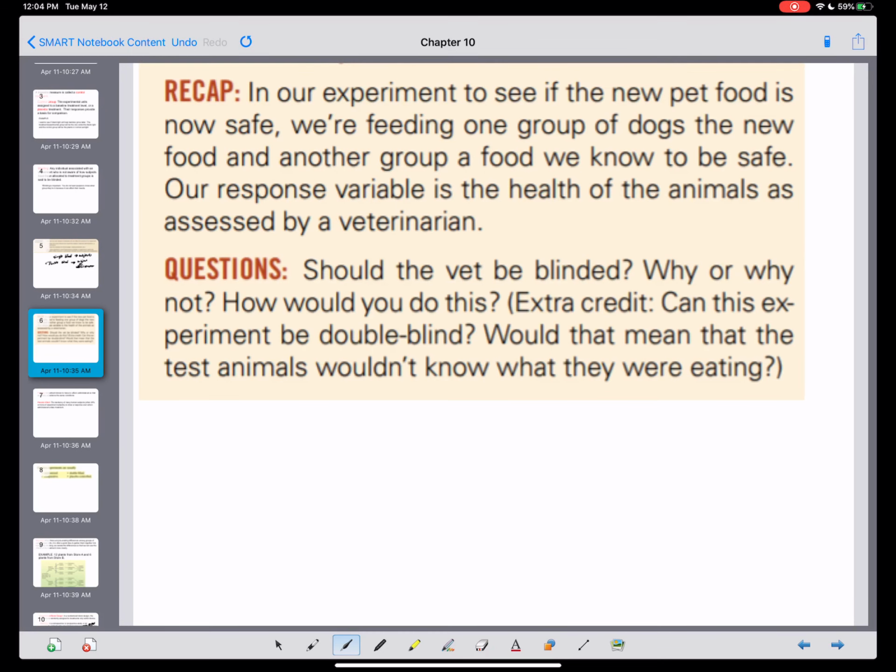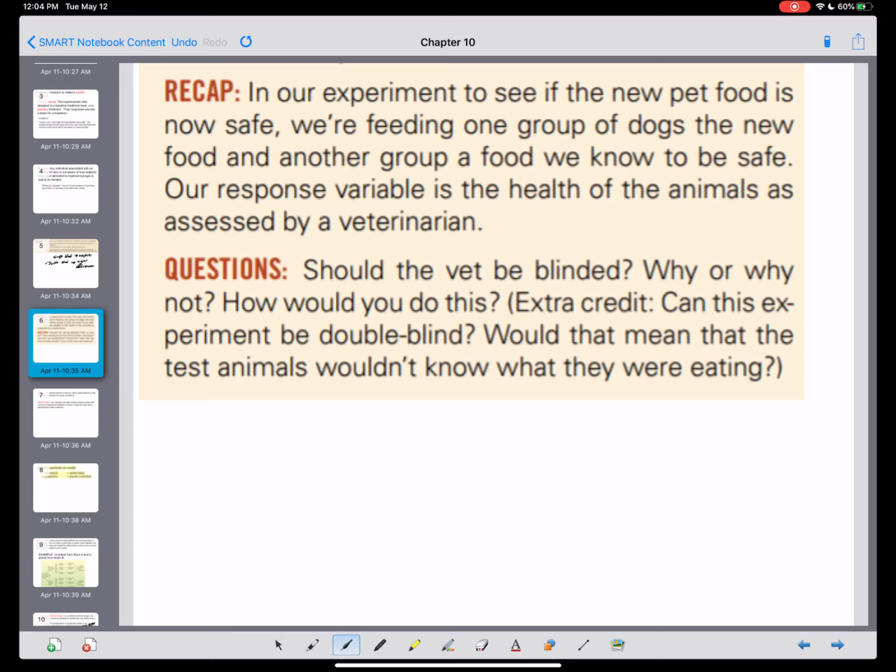In an experiment to see if the new pet food is safe, we're feeding one group of dogs the new food and another group a food that we know to be safe. Our response variable is the health of the animals. How should the vet be blinded? The vet shouldn't be told which animal is getting which food, because if the vet knows that this animal has the new food, then the vet might rig the data in some way.